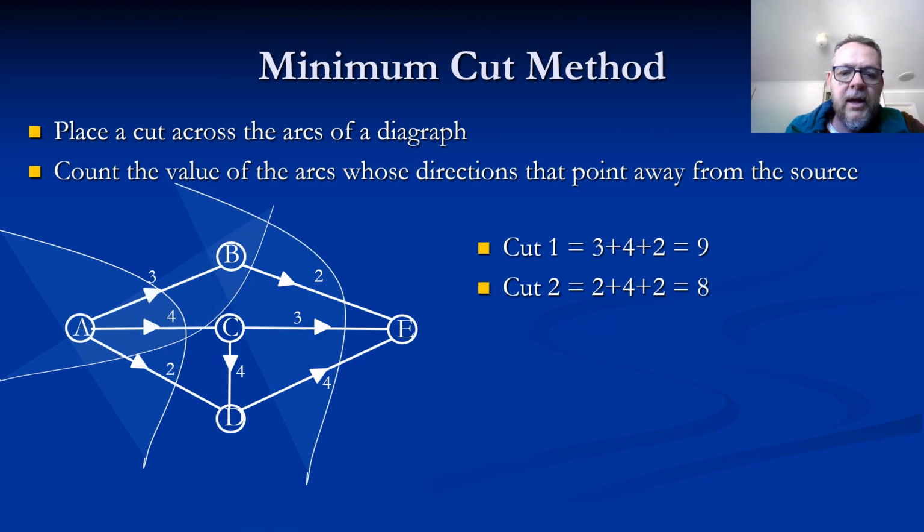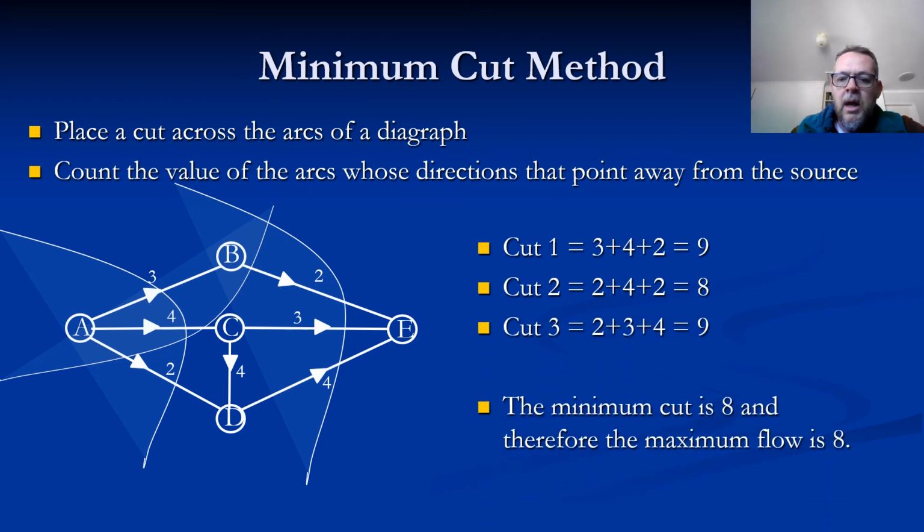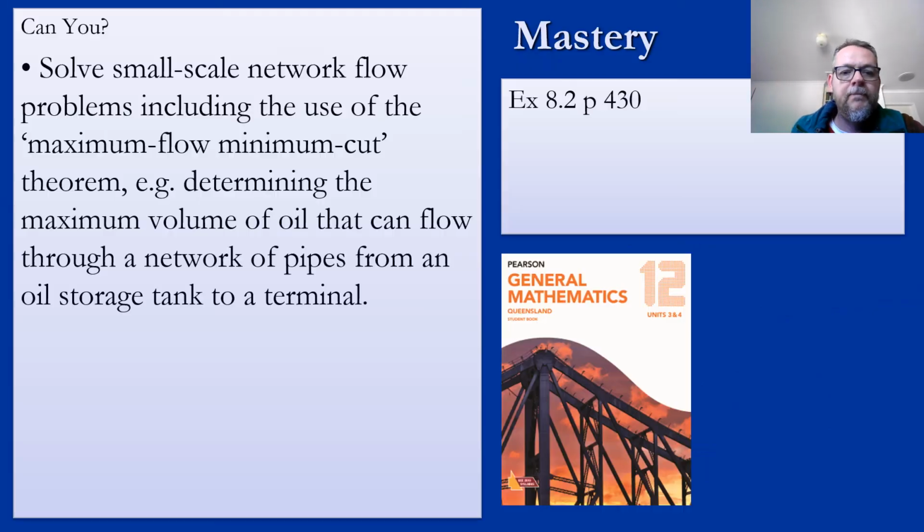Now let's place another cut. So cut 3, we've got 2 plus 3 is 5, plus 4 is 9. Okay, so the minimum cut is 8, and therefore the maximum flow is 8. That's the maximum amount of stuff that can go through those pipes, for example.